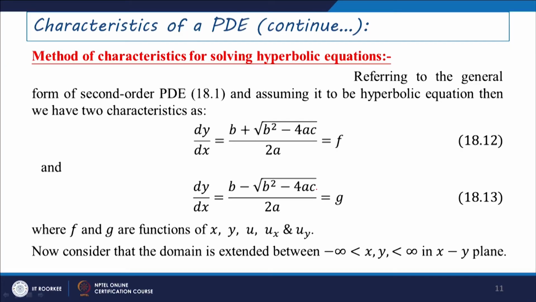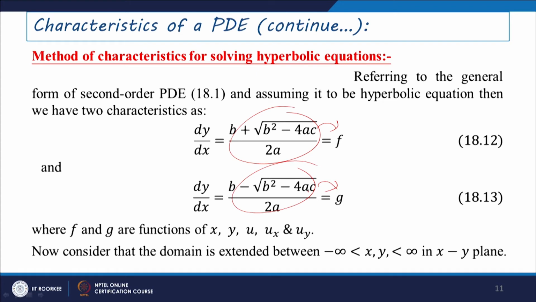And if you go for characteristics for solving these hyperbolic equations, referring to the general form of the second order partial differential equation defined in the beginning of the slide, and assuming that it is hyperbolic in form, then the two characteristics are dy by dx equals b plus square root of b square minus 4ac by 2a, and another one b minus square root of b square minus 4ac by 2a. If we signify the first function as f and the second function as g, where f and g are functions of x, y, u, ux or uy.